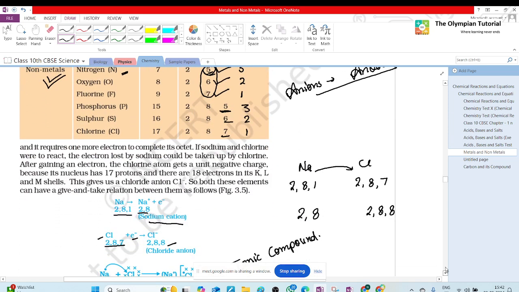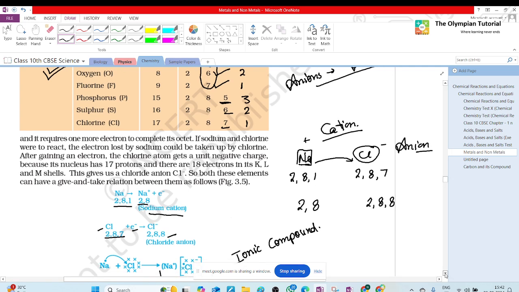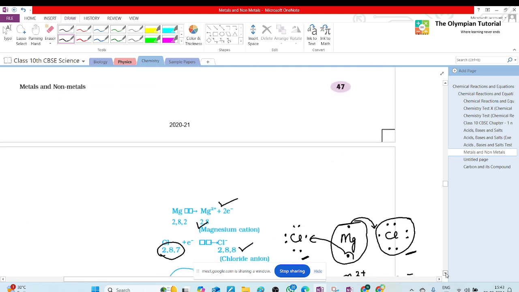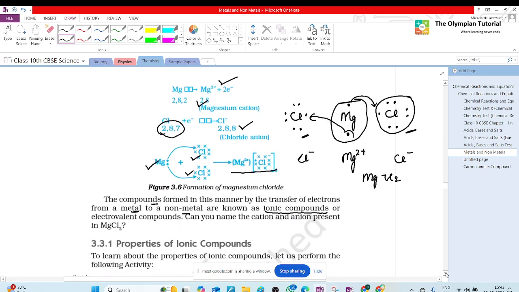As Na becomes positively charged, it is known as a cation, and chlorine becomes negatively charged, it is known as an anion. Charged ions become MgCl2.